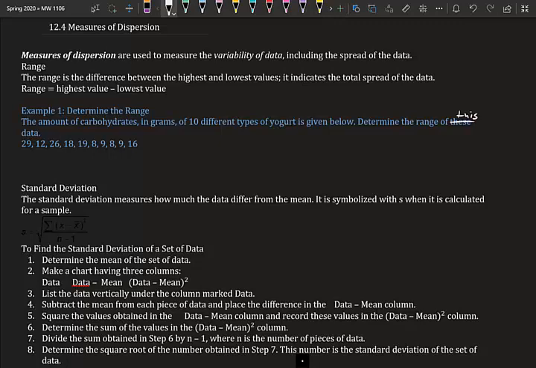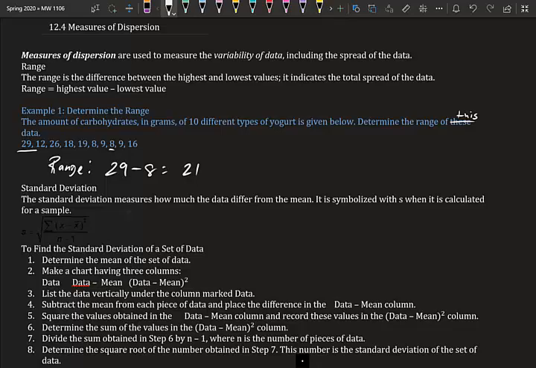Alright, so the first thing that we need to do is figure out our highest number and our lowest number, and then subtract, and that's it. So our highest value, if you look at them all, is 29. So for range, we'll have 29 minus our smallest number, which is 8. So our spread of the data, our range, is 21.